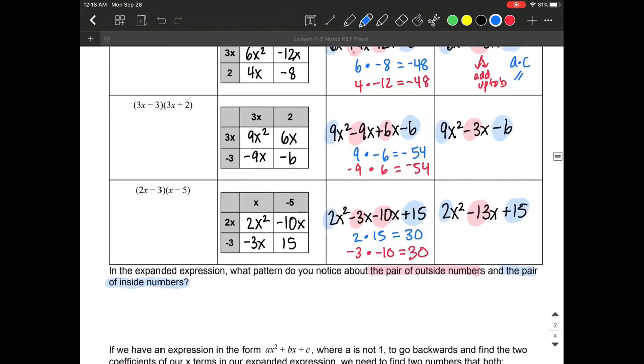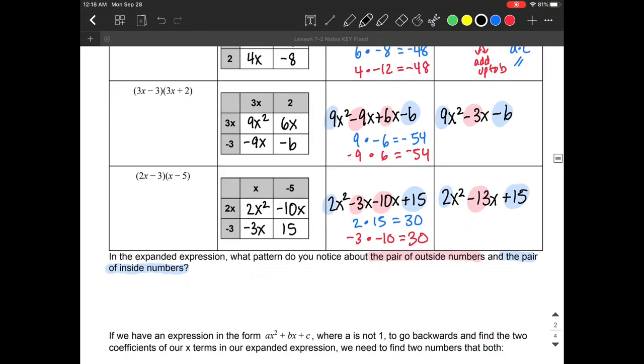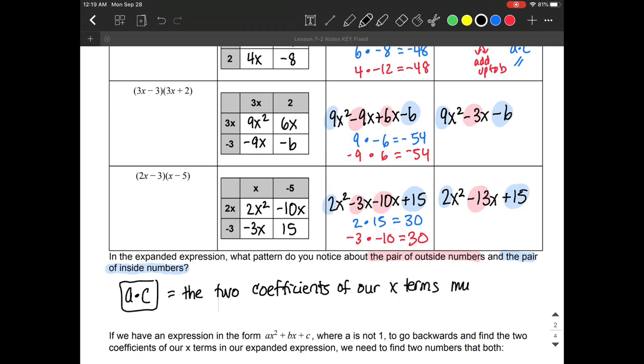So what I'm going to write down here is, I have A times C is equal to the two coefficients of our x terms multiplied together.